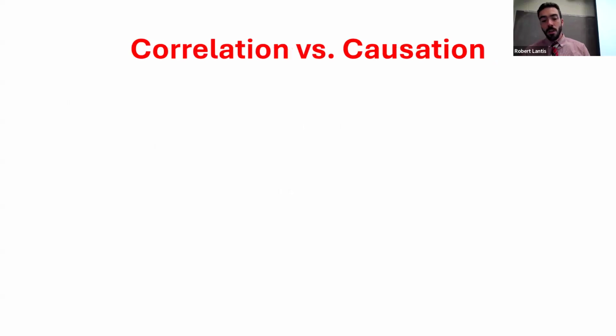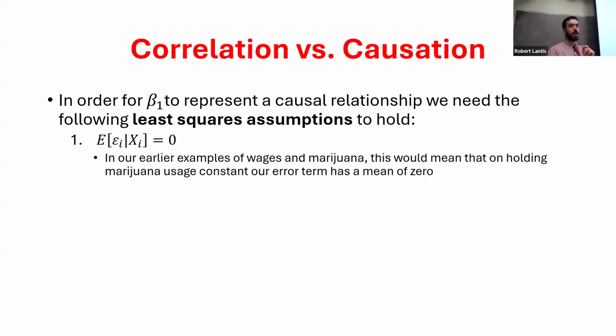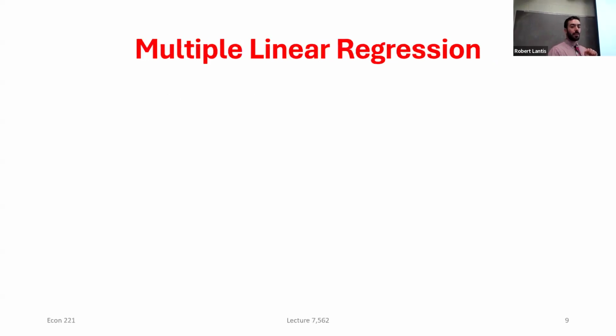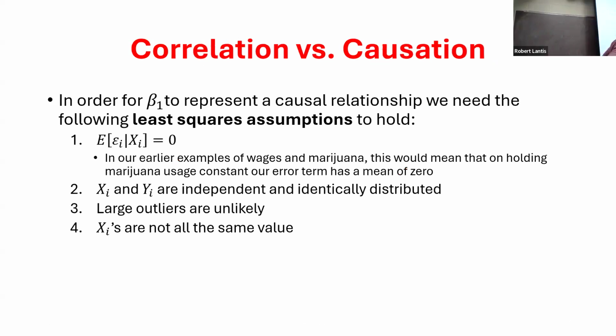Right? So I'll go through this quick so I save time for what I think is a little more difficult, because we already talked about this in week 1. So we had this idea of correlation versus causation, right? We needed a couple things to be true in order to truly have a causal relationship. We need the expected value of our error term given different values of x to be 0. I mentioned that at the beginning of class.